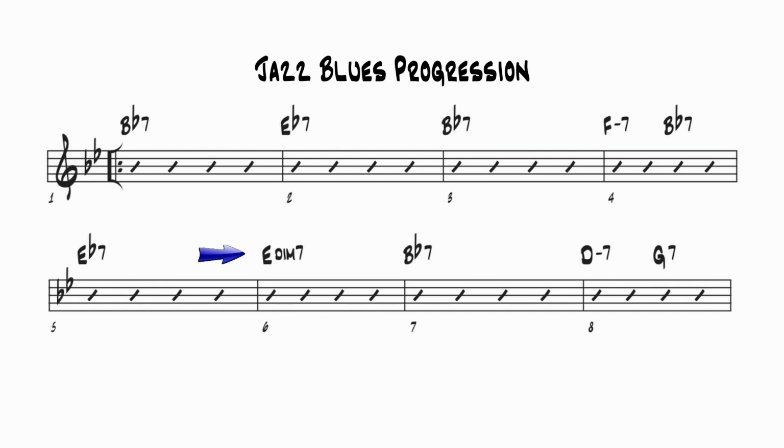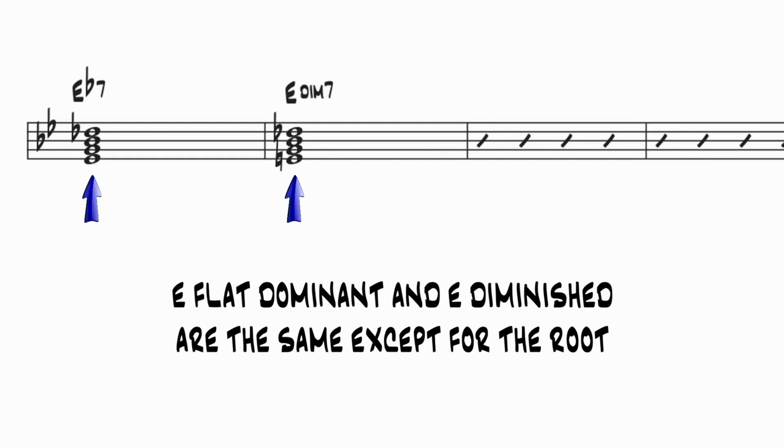The next alteration happens in the 6th bar, where a sharp 4 diminished chord might take the place of the 4 dominant chord, either for the whole bar or in the second half of the bar. As I pointed out in the last video, this sounds more complicated than it actually is. The only difference between an E-flat 7 chord and an E diminished chord is the root. So the sound is actually very similar.